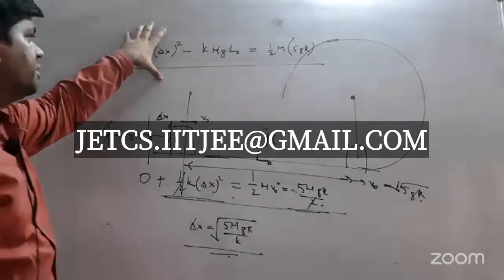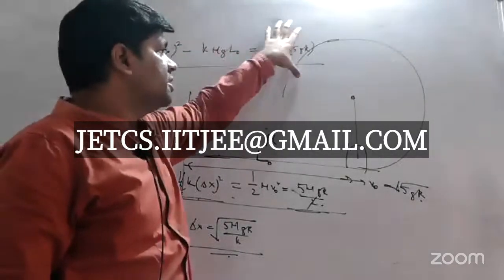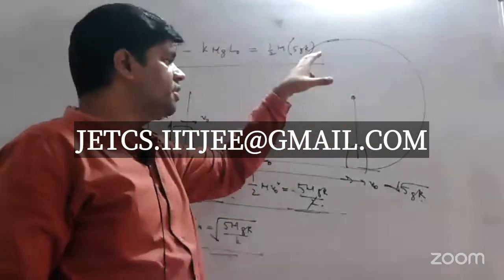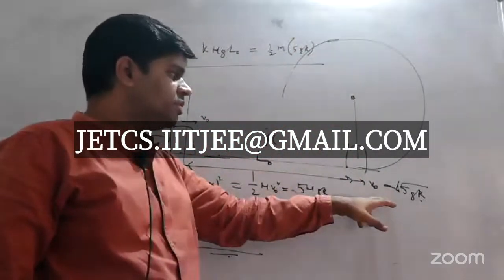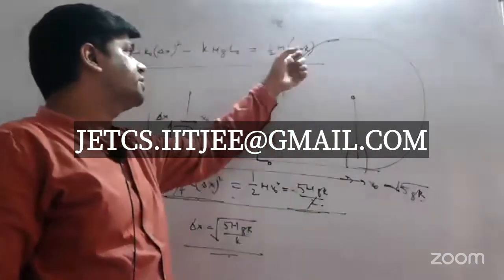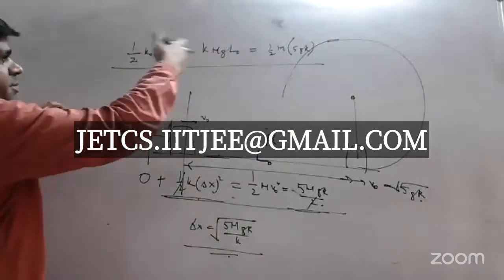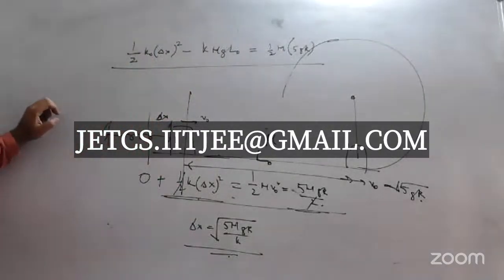See, initial energy minus the loss is the remaining kinetic energy. This kinetic energy should be sufficient for it to complete the circle. And the condition for that sufficiency is v naught is equal to root 5gr. I substitute v naught equal to root 5gr here, so I get delta x from here. Just simplify that, and you'll get delta x.